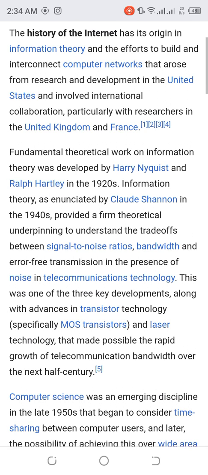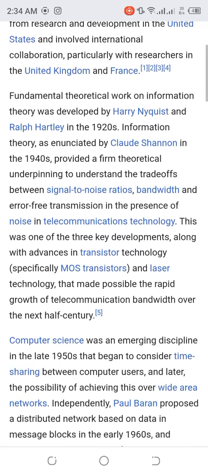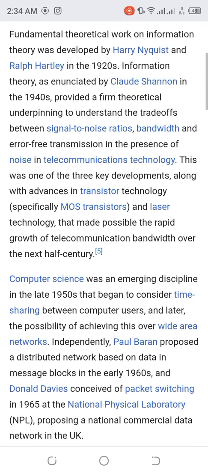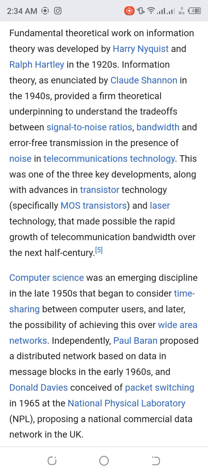Fundamental theoretical work on information theory was developed by Harry Nyquist and Ralph Hartley in the 1920s. Information theory, as indicated by Claude Shannon in the 1940s, provided a theoretical underpinning to understand the trade-offs between signal-to-noise ratio, bandwidth, and error-free transmission in the presence of noise in telecommunication technology.